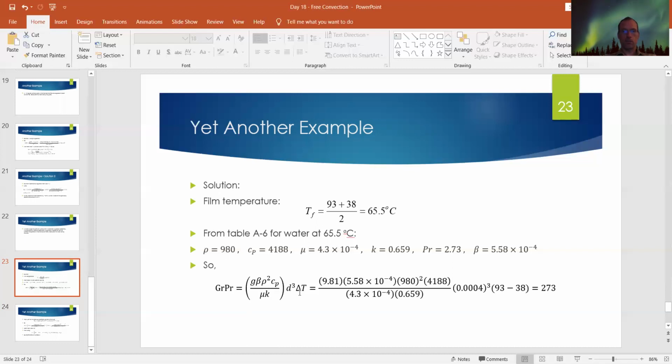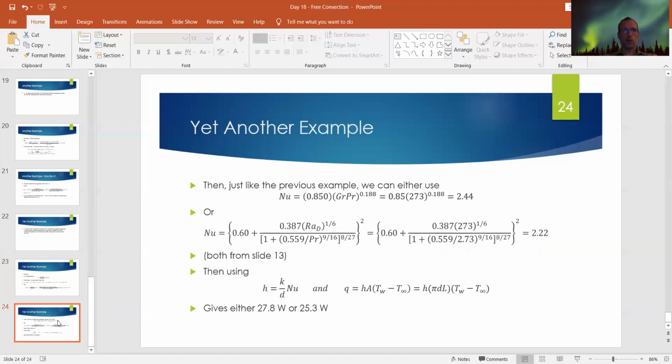delta T. So g is 9.81, beta 5.58 times 10 to the negative 4, density 980, square that, Cp 4188, viscosity 4.3 times 10 to the negative 4, and thermal conductivity 0.659. Then diameter was 0.4 millimeters, so 0.0004 cubed. And then temperature difference 93 minus 38 gives me a Rayleigh number of 273.